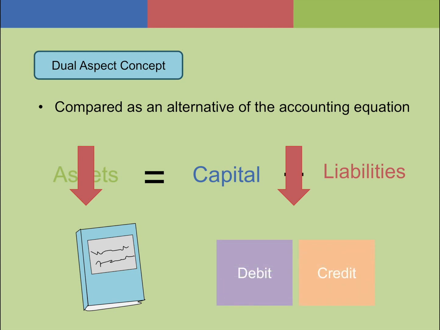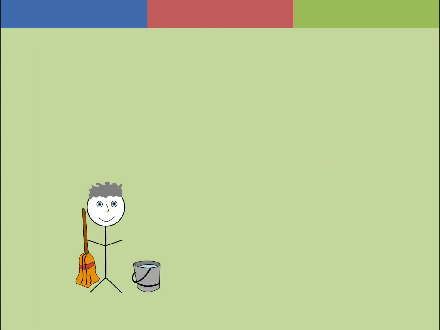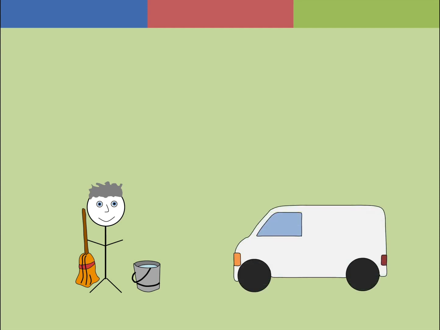Let's now have a look at an example to demonstrate the concept. Carl has recently started his own cleaning business. He decided to buy a new van for the business to transport his cleaning equipment and to get from customer to customer. Carl bought the van for £40,000 and paid by cheque. Will Carl need to apply the dual aspect concept, and how will this be recorded in the accounts?